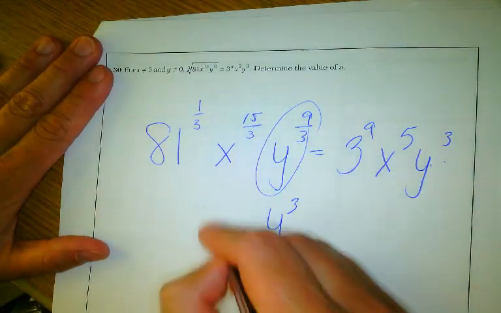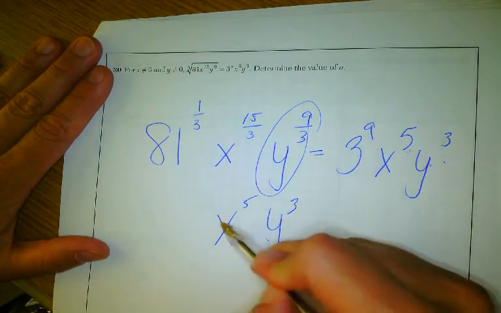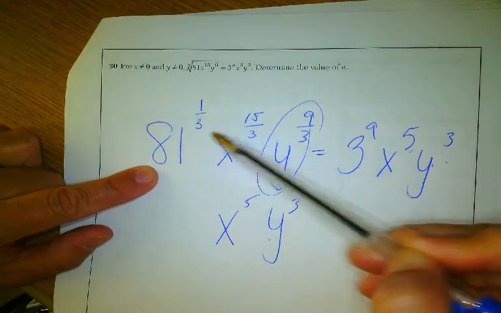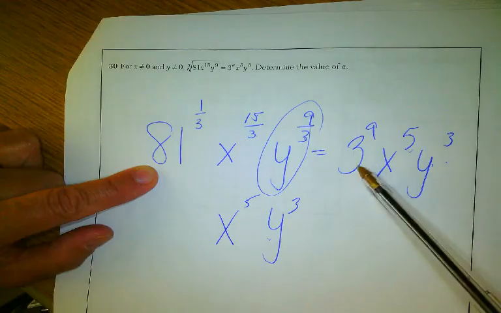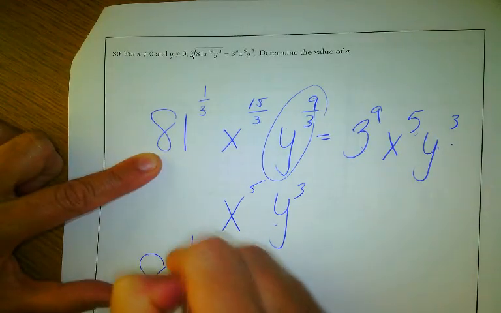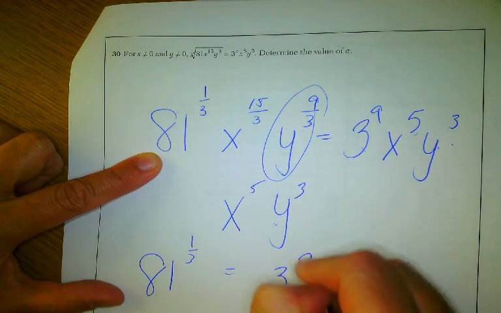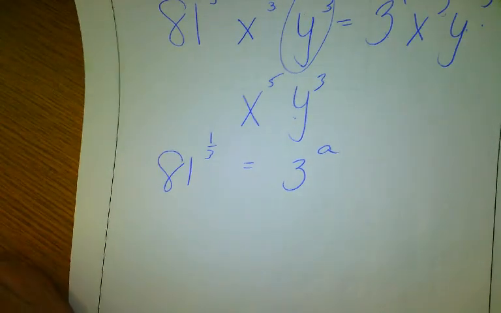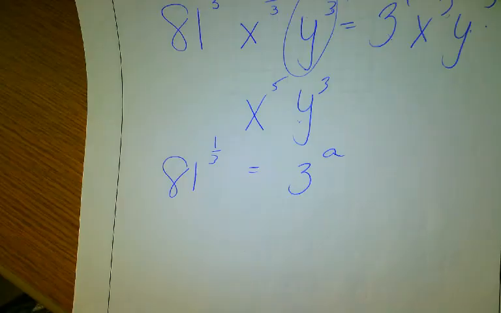What's 15 divided by 3? 5. Oh, look, x to the 5th. Okay, now it's telling me I have to make this look like this. So somehow this has to become this. So 81 to the 1/3 has to become 3 to some power. How am I going to make that happen? Now, we haven't reviewed this a ton. I'm not going to lie. This kind of fell off the wayside.